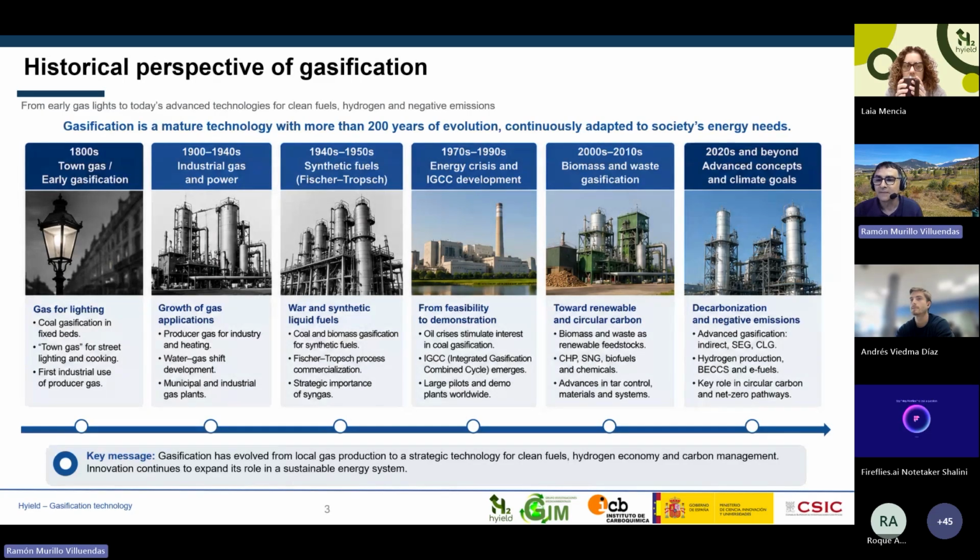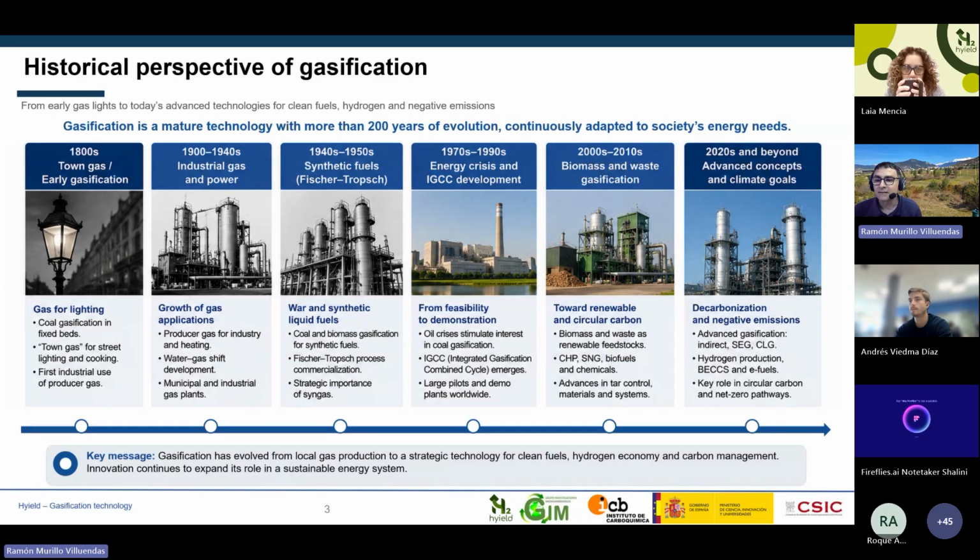This slide puts gasification into historical context. Gasification is not new. It has more than 2 centuries of development. What has changed over time is not the basic thermochemical principle, but the feedstock, the reactor designs, and the final objectives of the process.